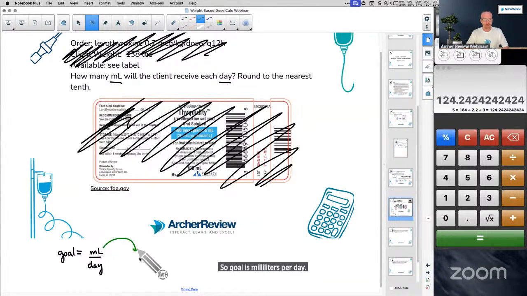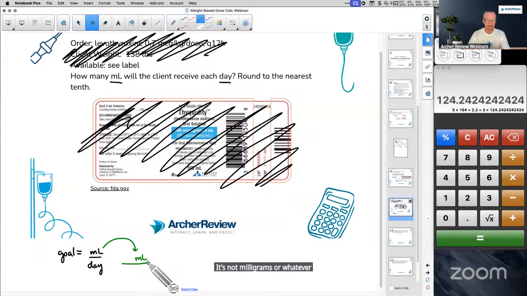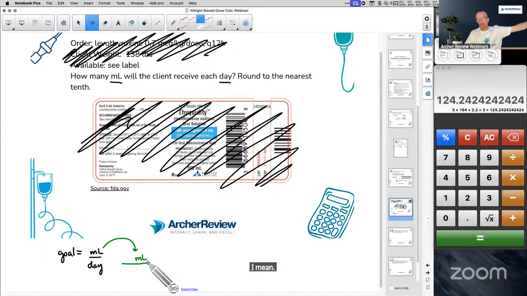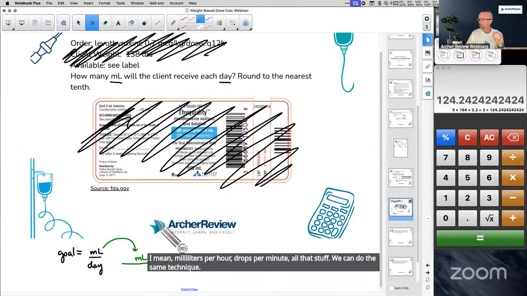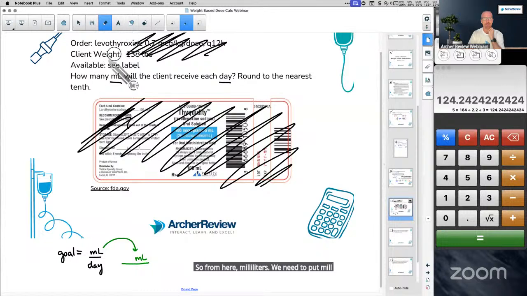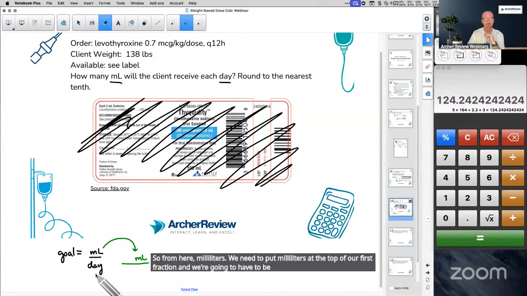Milliliters, that's going to be our top word. So I'm going to put milliliters at the top. It's not milligrams or whatever those other things we had. This is milliliters. Y'all, I'm telling you, it works for all of these. I mean, milliliters per hour, drops per minute, all that stuff. We can do the same technique. So from here, milliliters. We need to put milliliters at the top of our first fraction, and we're going to have to be patient and wait on this word day.